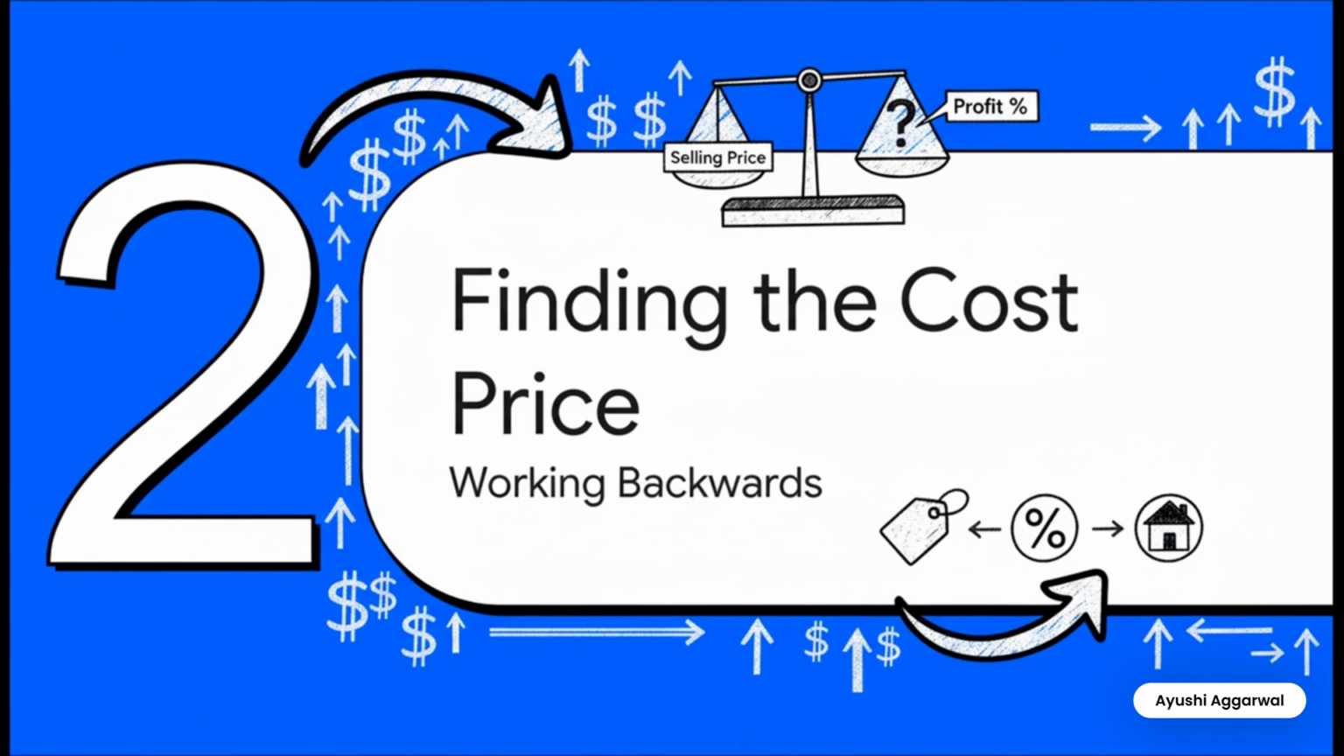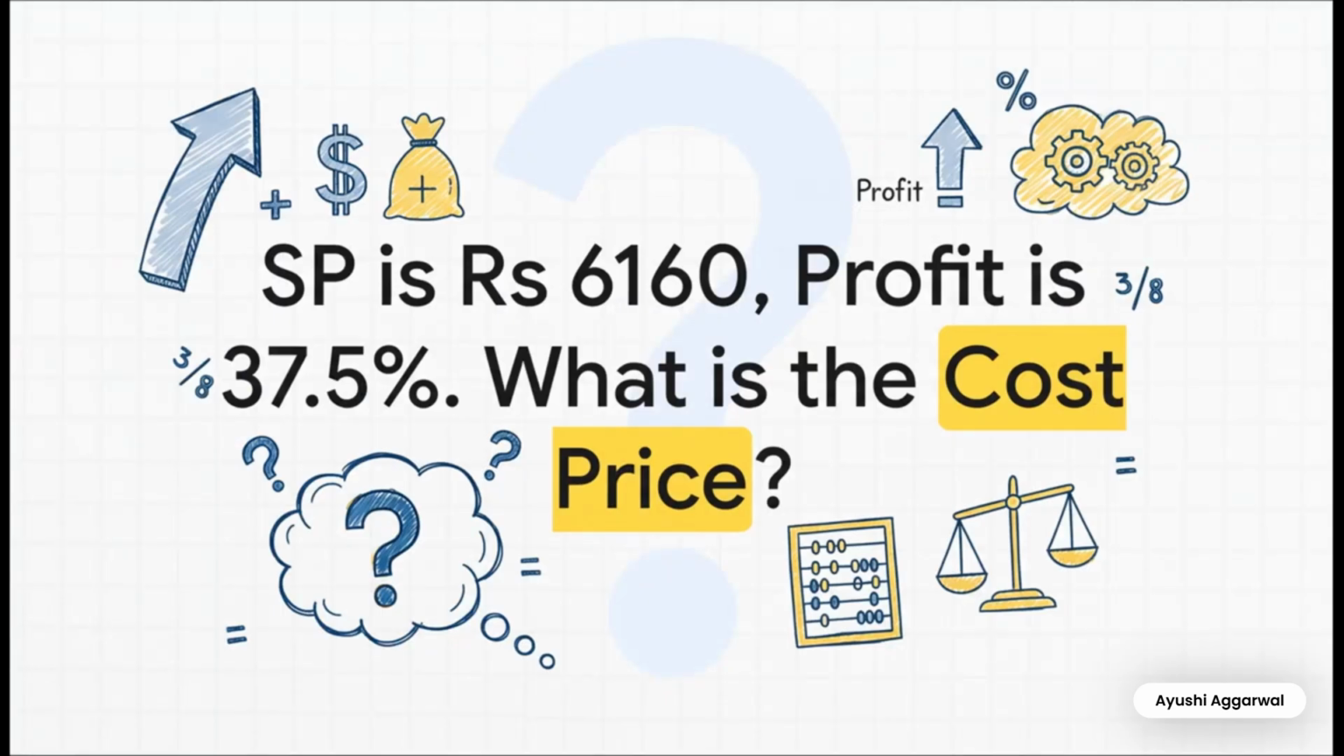Okay, so we've gone from cost price to selling price. That makes sense. But what if a question flips it around? What if they give you the final selling price and you have to work backwards to find the original cost? Let's take a look at how to do that. So check out this problem. Selling price is 6160 rupees and the profit is 37.5%. I know, a number like 37.5% looks a little scary, right? But trust me, there's a super simple way to deal with it.